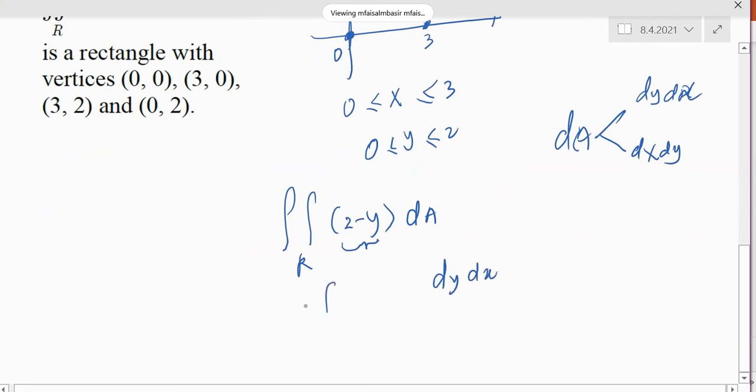So this r will change to limit here. Y is 0 to 2. X outside should be 0 to 3. Remember the inside one should be dy, the outside one dx for this case. If it is dx dy, you have to put the limit for dx here and dy here. If you change the integration, the limit stays.